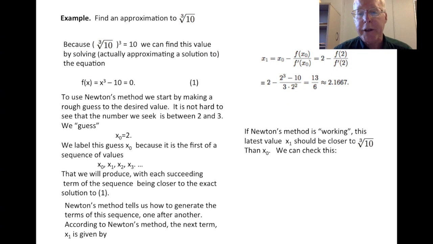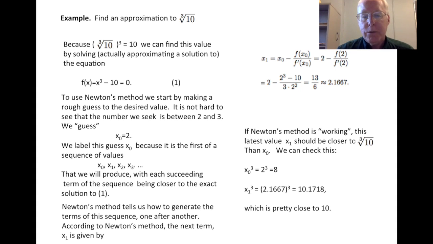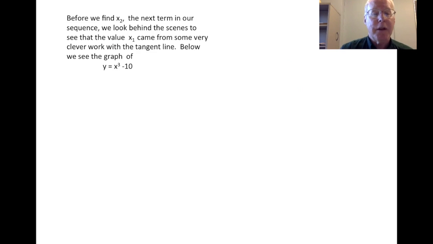Now, Newton's method is working. This latest value, x1, should be closer to the cube root of 10 than x0. Of course, not hard to check that with our calculators. We see x0 cubed, 2 cubed is 8. That doesn't come out to be very close to 10. But if we look at x1 cubed, again, about 2.1667 cubed, we get 10.1718. So that's quite a bit closer to 10. We'll do one more round of this to see if we can get even closer.